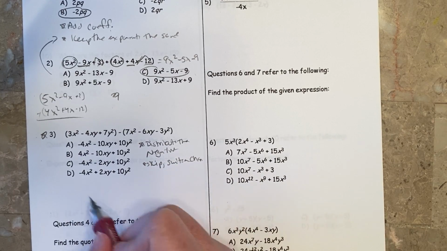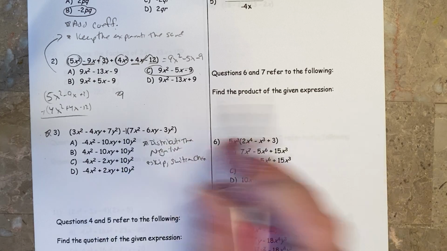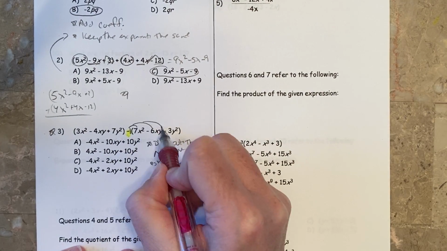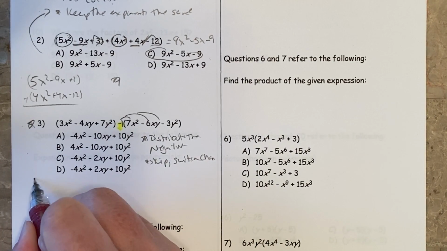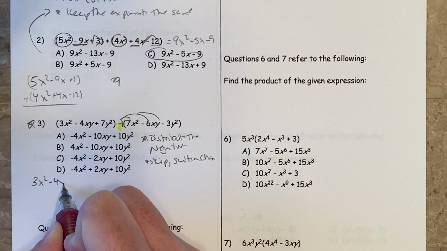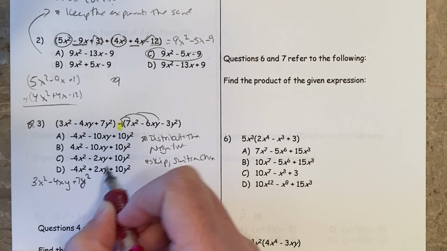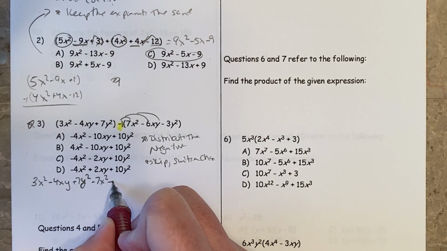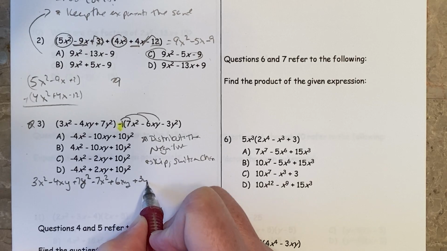All right, so I'm not going to have a lot of room, but I'll try to here. So what you're distributing is this imaginary negative 1, okay, and that's going to be distributed to all 3 of those terms. Let me zoom in so you can see. So I'm going to write them down. So I get 3x squared minus 4xy plus 7y squared, and then now do this. So negative 7x squared, positive 6xy, and a positive 3y squared.